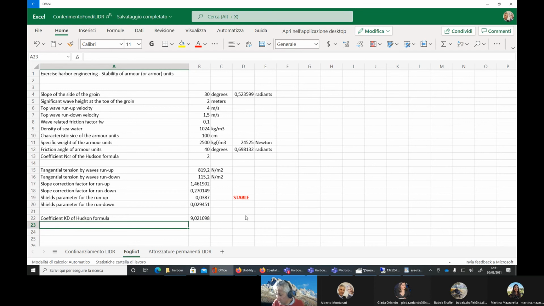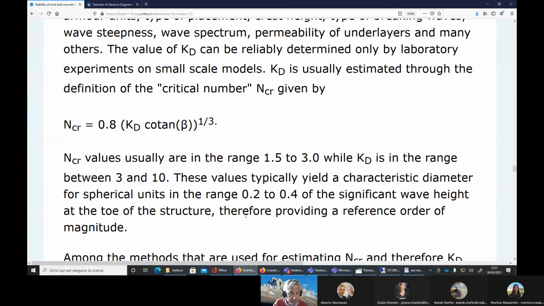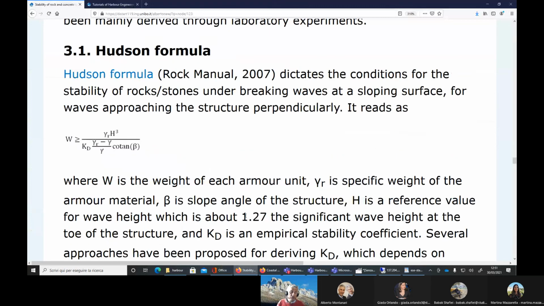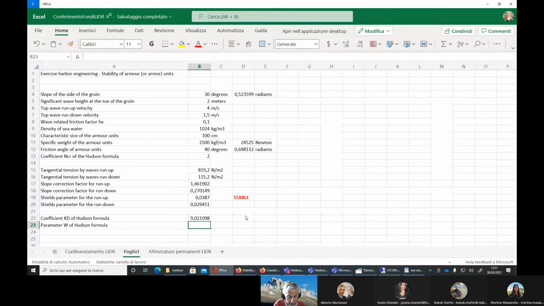And now I have to apply the Hudson formula. So parameter W of the Hudson formula. Let's go back to it. I have to take gamma R, which is the specific weight of the armor units. Let's take it in kilogram forces. We can do that. And then I go back to the formula because I don't remember it by memory.